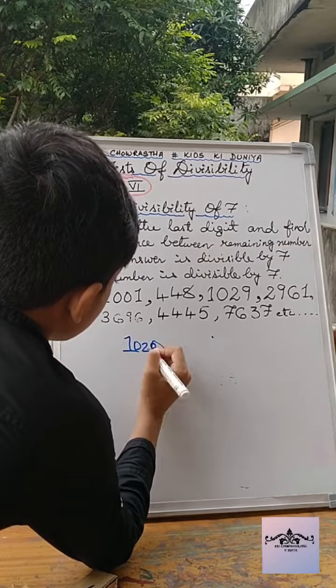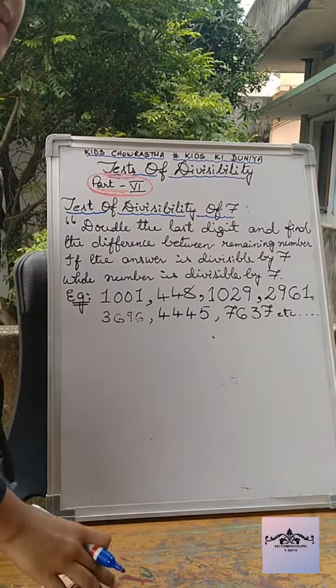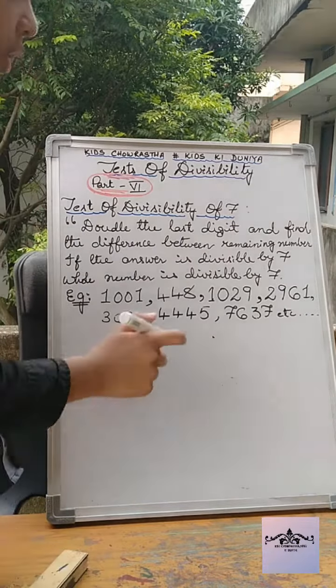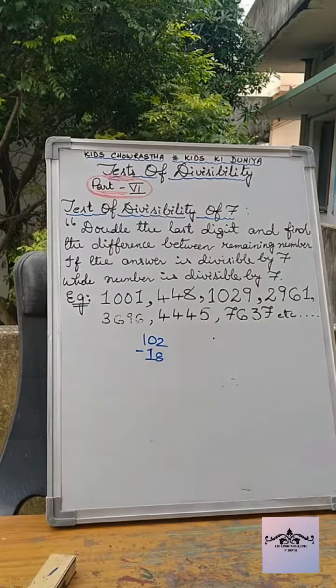Last digit, which is 9. We are taking double 9, so we are doubling 9, which is 18. 18 minus 102, so 18 minus 102 we are doing. Okay?